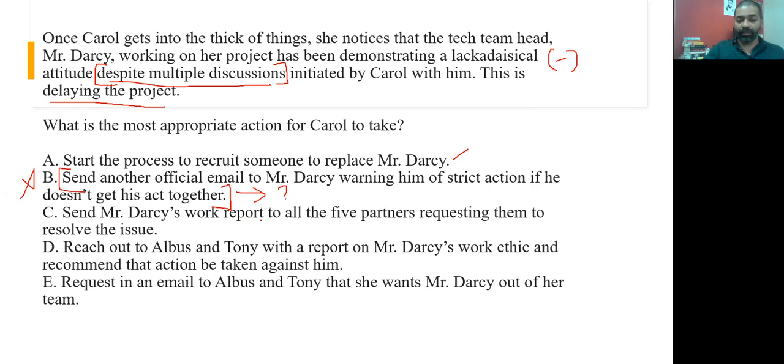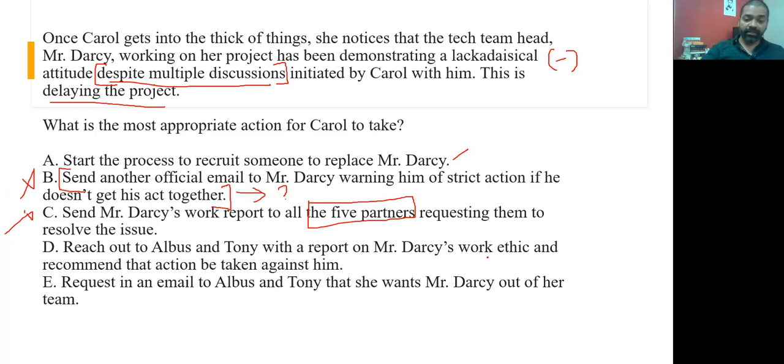Send Mr. Darcy's work report to all the 5 partners, requesting them to resolve the issues. This is the problem, isn't it? These guys don't take care of day-to-day issues. Okay, this is too small an issue to be dealing with. So this you can eliminate because they're only signing off for important decisions, right? Probably if they want to hire some head or whatever, it might still be a good option, saying, hey, we have these candidates and would you guys want to look at it? Maybe the 5 partners still be justifiable, but definitely not for them to resolve the issue because she's the project manager, right?